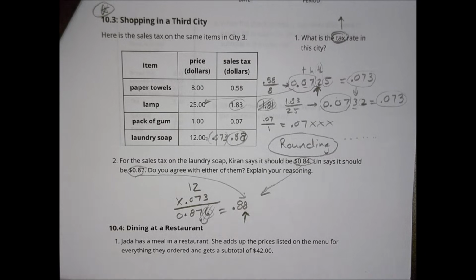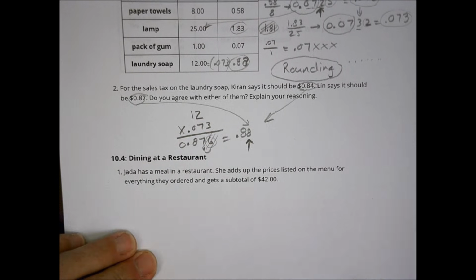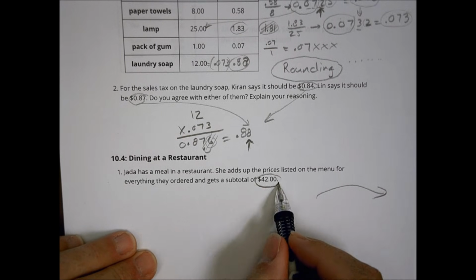All right, looking at activity number 4, dining at a restaurant. It says Jada has a meal in a restaurant. She adds up the prices listed on the menu, which is on the next page, for everything they ordered and gets a subtotal of $42.